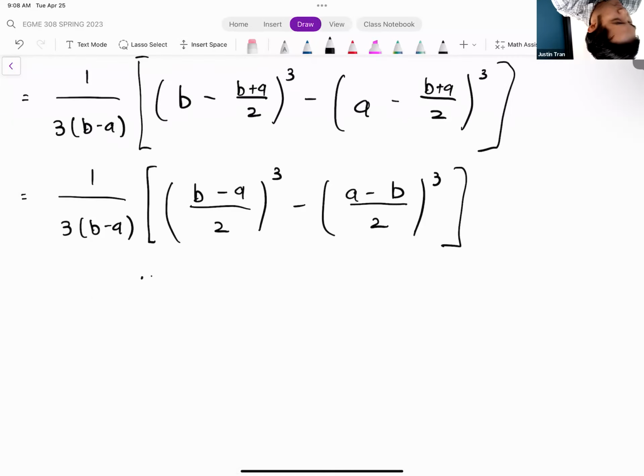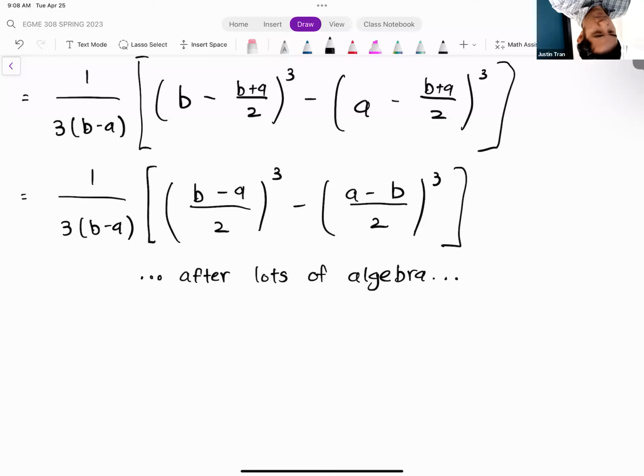After lots of algebra, we get the following. We get sigma squared is equal to 1 over 12 (b minus a) squared.